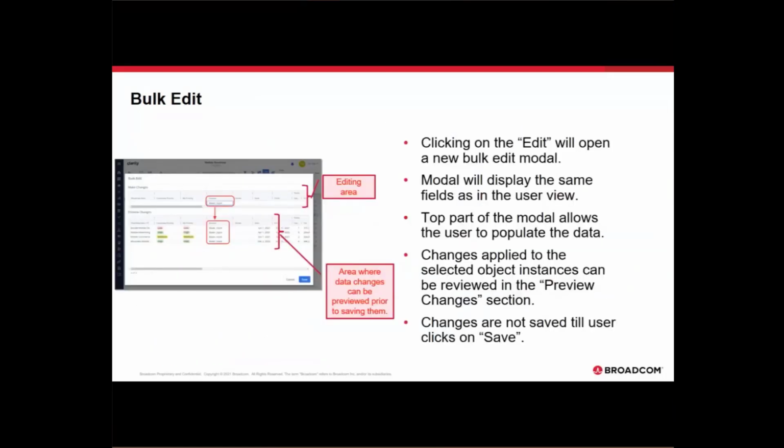The way the bulk edit works is once you've selected the object instances and you click on the edit button, a new edit modal will be displayed on top. This edit modal is broken into two parts. The first, top part is the editing area. The layout for this will be exactly the same as what the customer had in their grid layout for that object instance. So whatever columns they had selected, exactly the same set of columns will be displayed right here. In this area each field will be editable, provided the field is allowed to be modified.